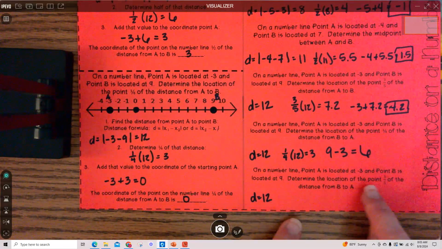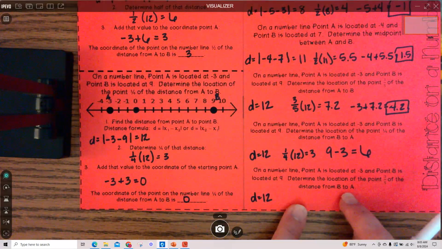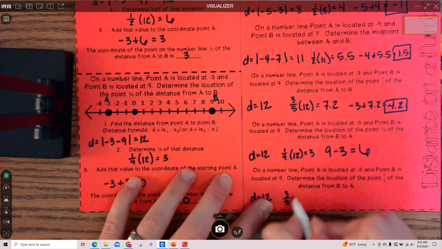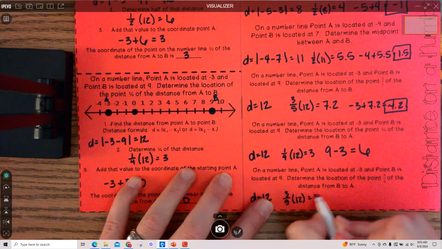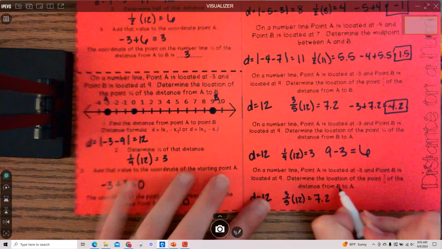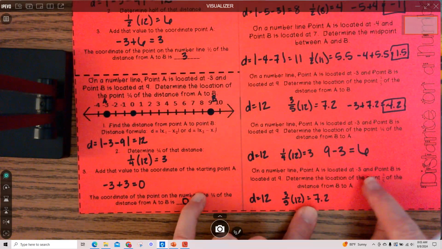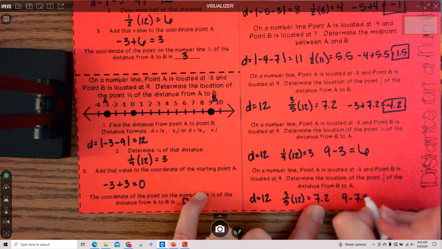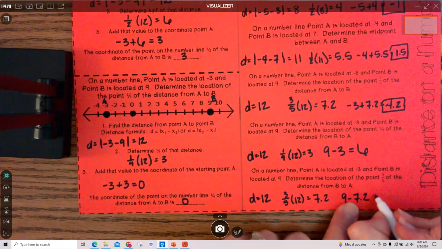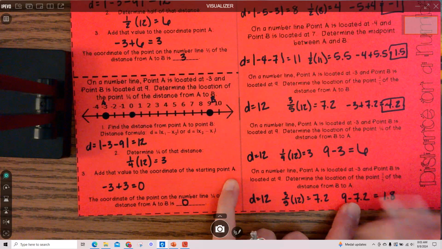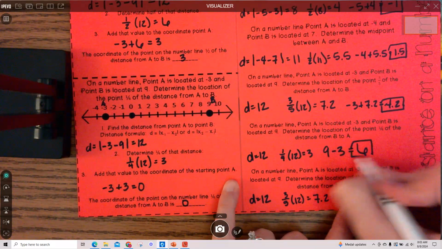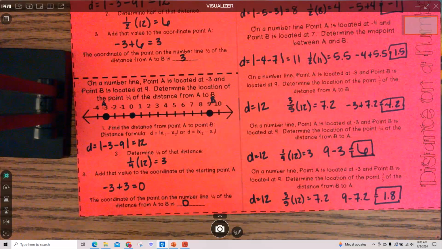All right, last one, 3/5 of the distance from B to A. So again, we've already done 3/5. So we know 3/5 of 12 is 7.2, but we're going from B. So B is at 9. So we would do 9 minus 7.2. And that would be 1.8. So be real careful with your directions on these. All right, that's it for this set of notes.